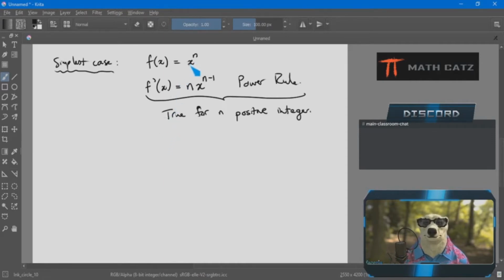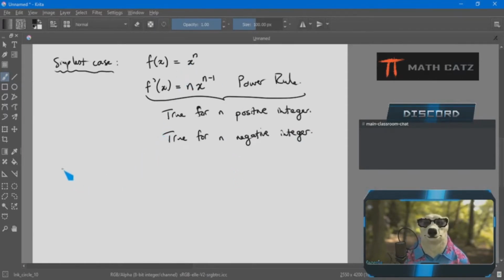Then we looked at 1 over x, x to the negative 1, and we saw that it also works for n being negative. Also for negative integers. So that's quite a range.